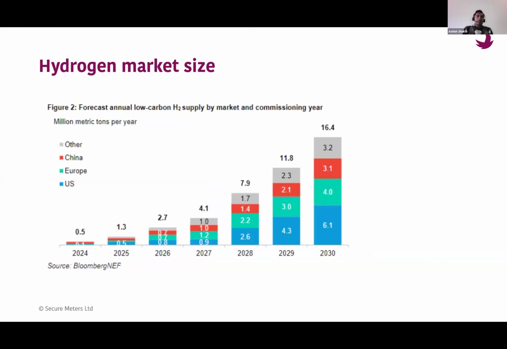This one talks about the projection, the forecast, which I came across from the Bloomberg platform, that this is going to explode in the upcoming years. Now you can see it's very small in the current scenario, but as the technology matures and becomes commercially viable, I think we will have more and more of these commissioned.